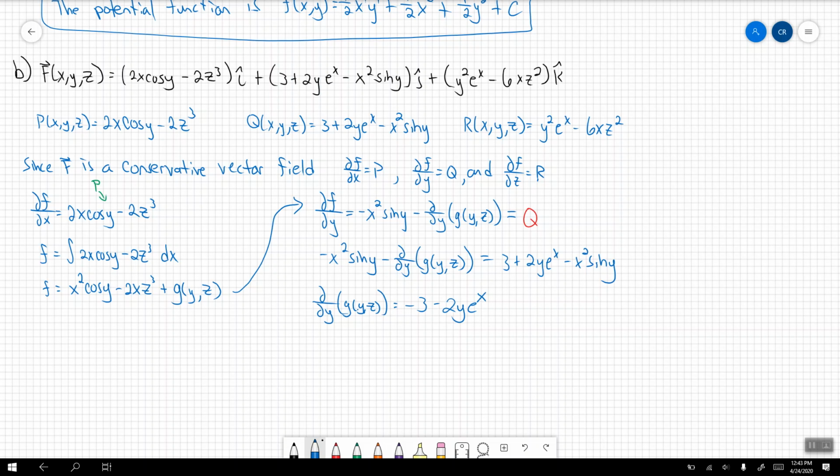Now I just realized I made a mistake as I was working through some stuff ahead. When I took the derivative of g of y z with respect to y, I accidentally put a minus, and it's supposed to be a plus. My apologies, which means that this here is just supposed to be positive. There we are. So that was the only minor mistake there.